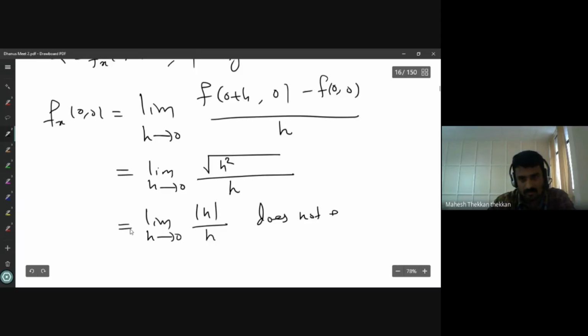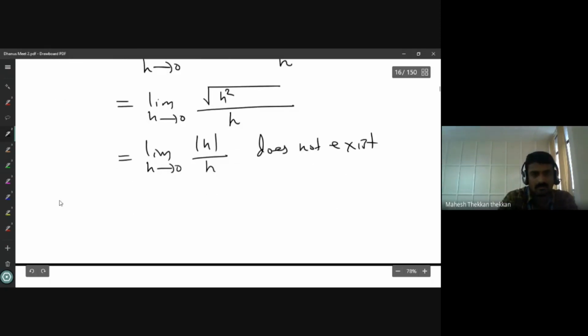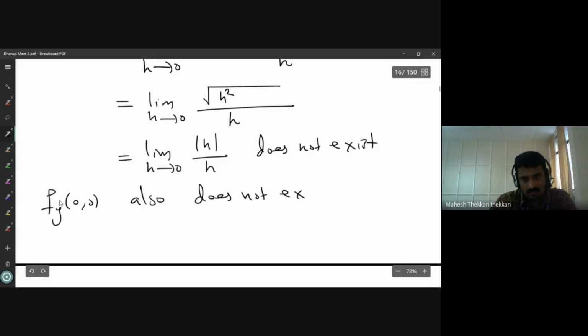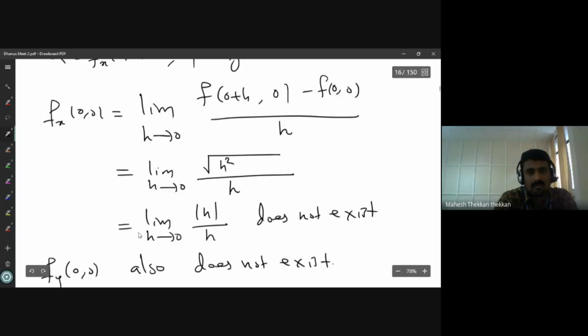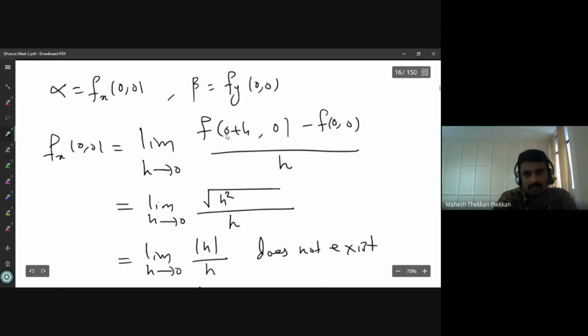Does not exist. So similarly, you can look at fy at 0, 0. That also does not exist. Fy at 0, 0 also does not exist. In a similar way you can look at it. The only difference is instead of 0 plus h, it will come 0 comma 0 plus h.